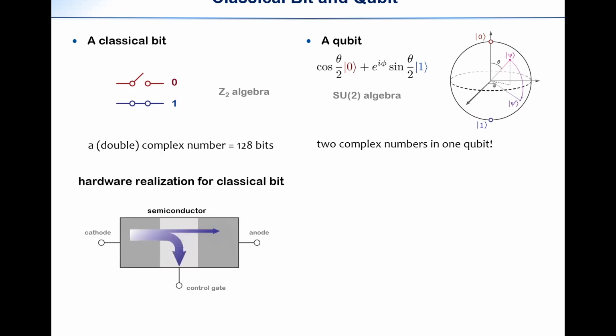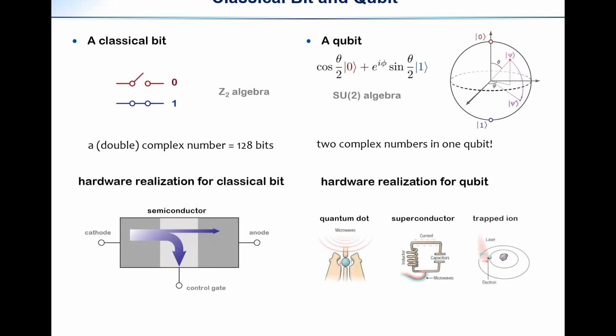And when we realize the qubits, what do we use? There are multiple ways to do that, but the most popular ways are still using electrons. We use quantum dots, superconductors, and more recently trapped ions. So they are all electrons, and why do we call some electrons classical and some quantum? The truth is, it doesn't matter what you talk about. What matters is the entanglement.